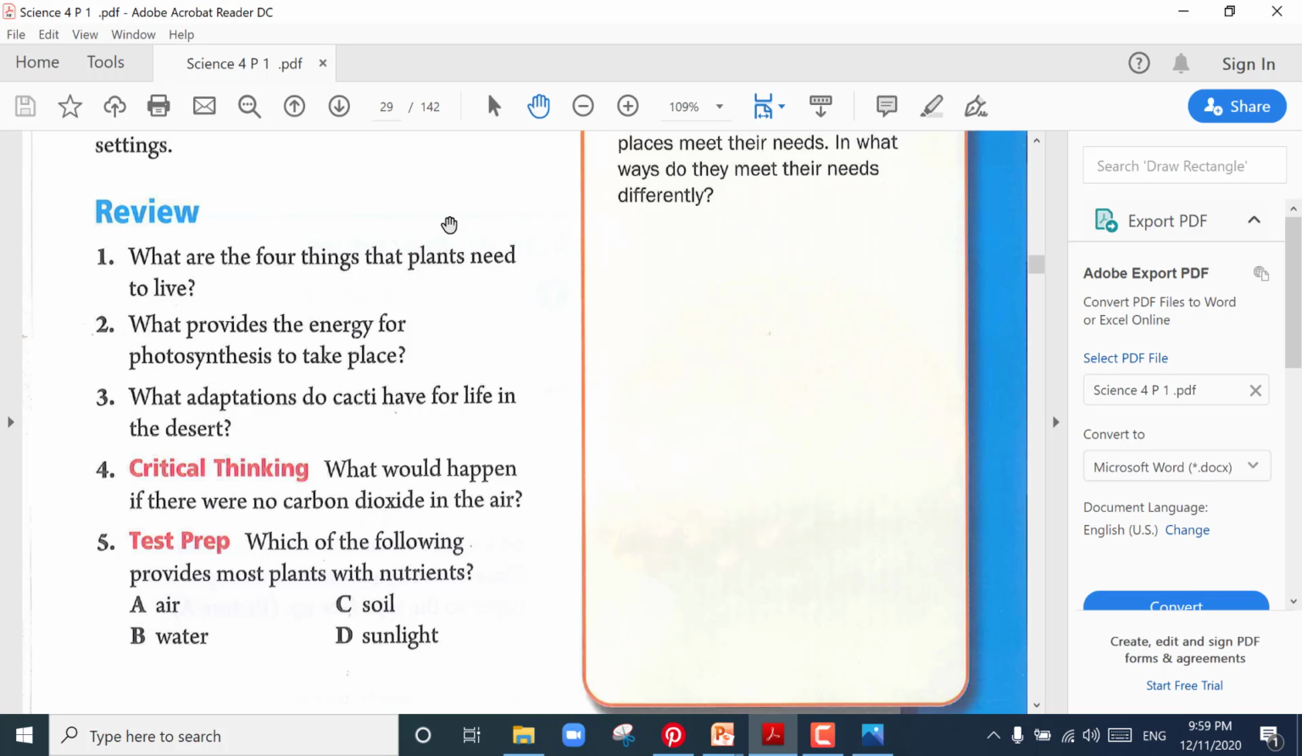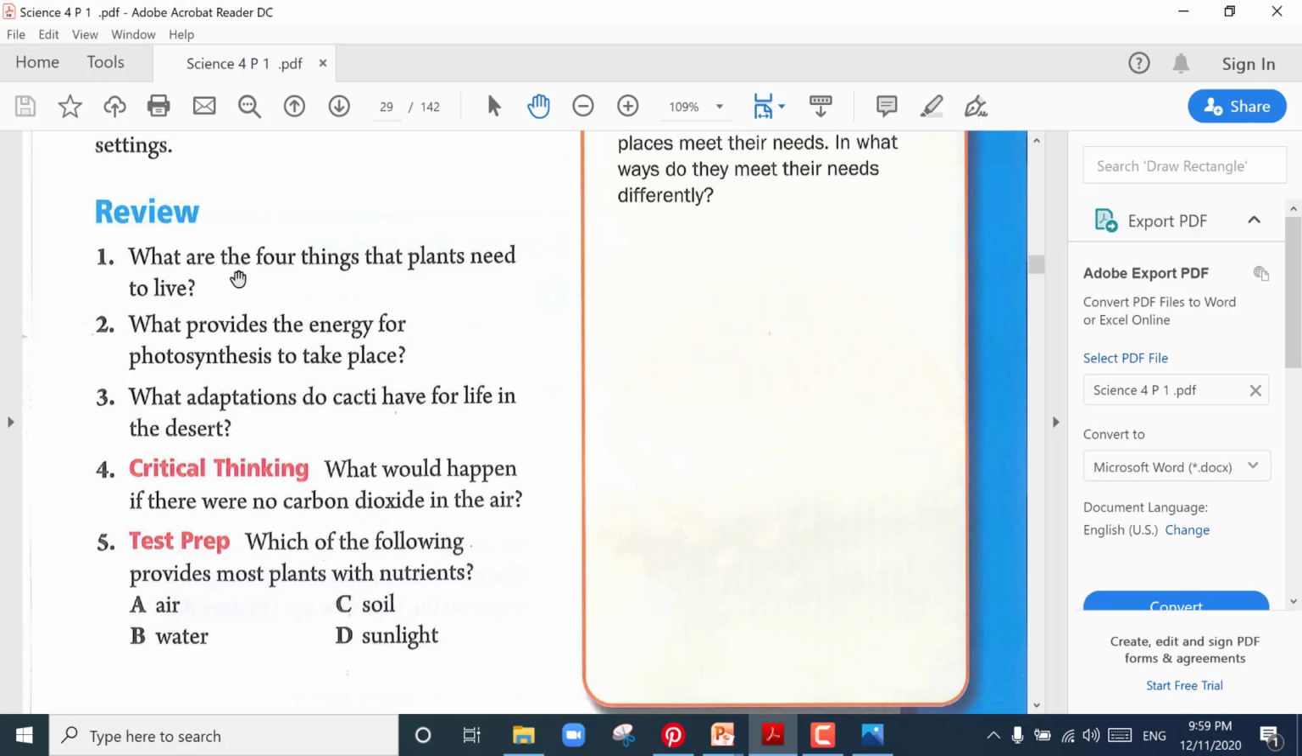Question number 1, what are the 4 things that plants need to live? We have 4 things that plants can't live without: water, sunlight, carbon dioxide, and nutrients.